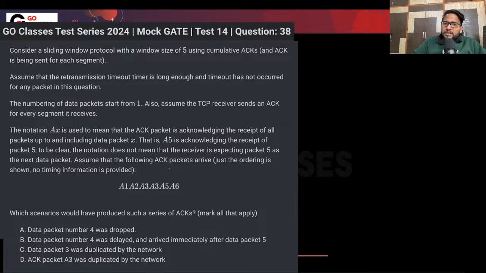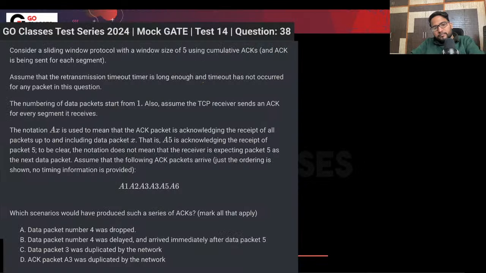Okay. Now let's just see this question. In this question, they have given a lot, but let me not read it out completely. Let me just directly go to the question. They are saying A1, A2, A3, A3, A5, A6. This is the ACK sequence that we are getting.